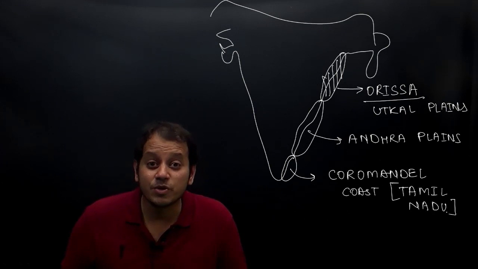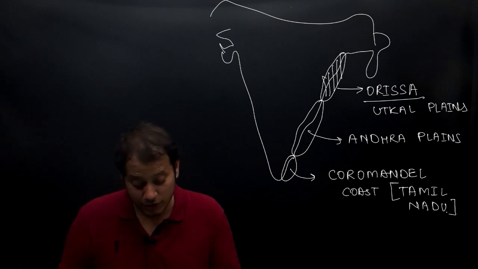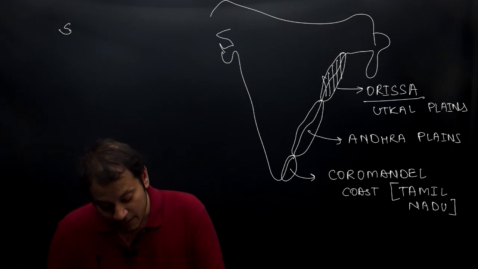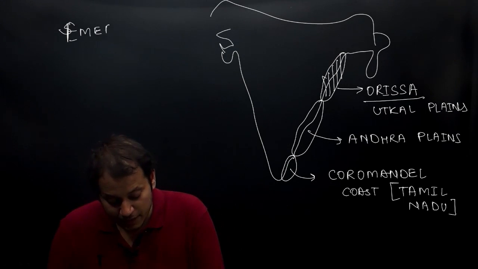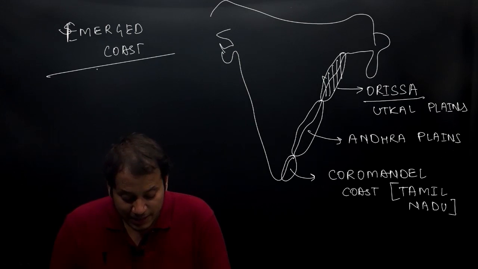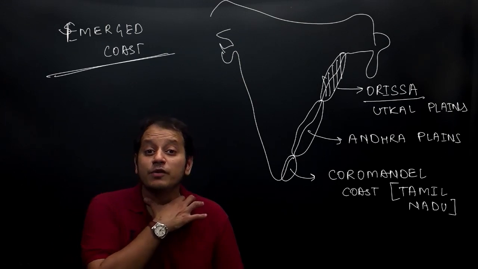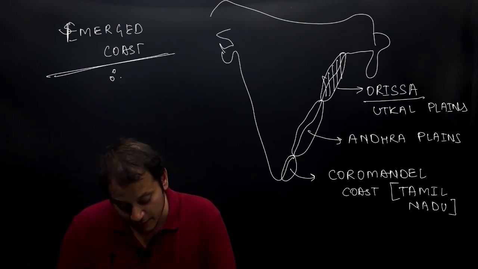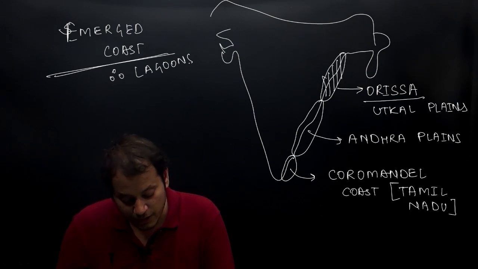Remember, all the east coastal plains are an example of an emerged coastline. This is an example of an emerged coastline. And as on any emerged coastline, therefore, you will find lagoons here. Therefore, lagoons are found in this region.